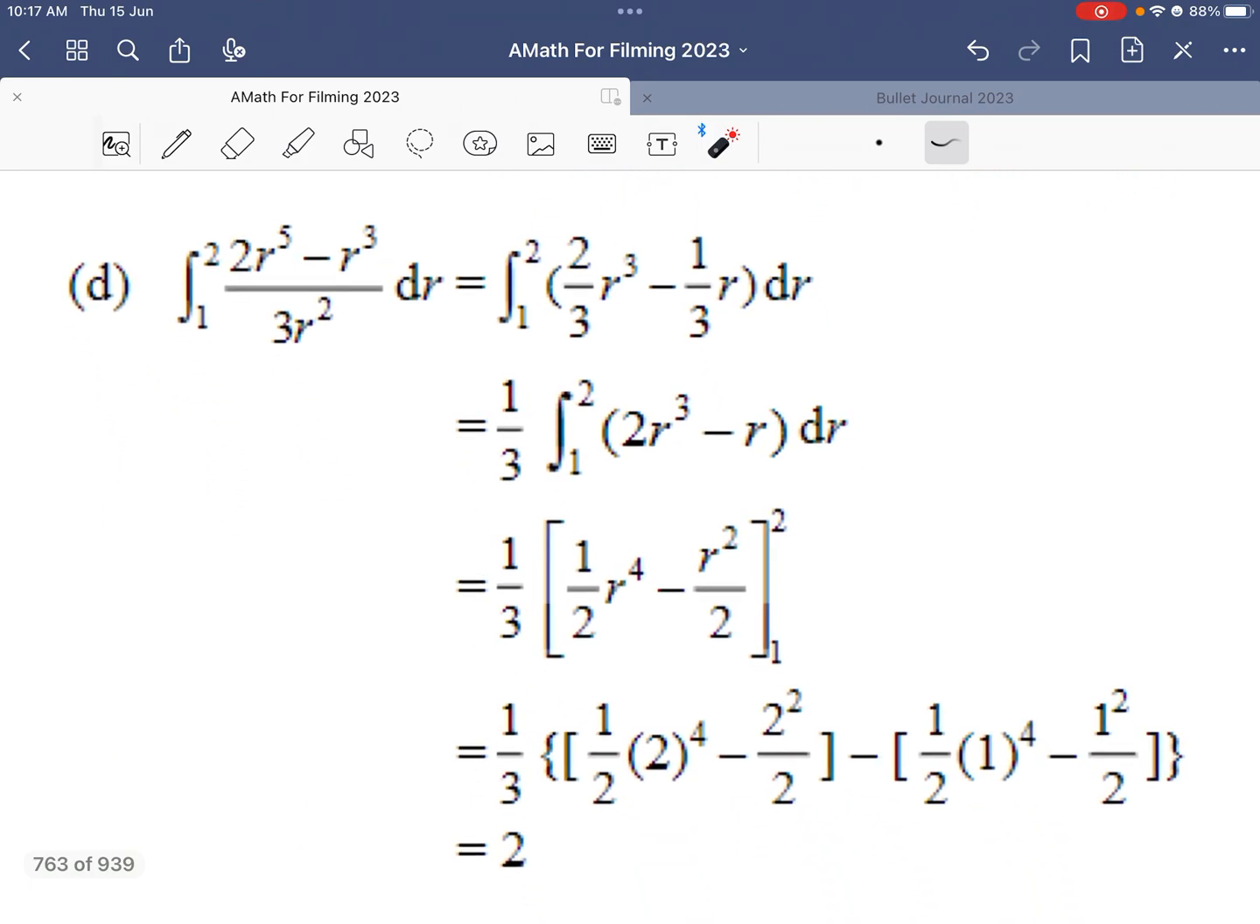Okay, now this one, I think we do some simplification first. 2r over 5 over 3r squared will yield 2/3 r cubed. Negative r cubed over 3r squared gives you negative 1/3 r. Then if you start to integrate, what we have here is this. If you notice, what they have done here is they actually factorized 1/3 first. You could do that, or you can integrate directly from this step. It will still work out, but never mind. They factorized 1/3 here. Then what happens here is this.